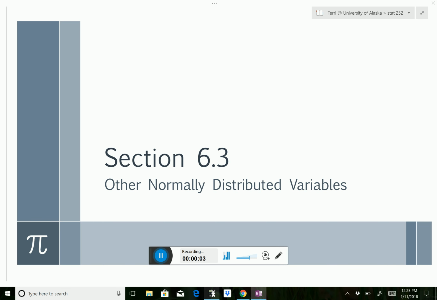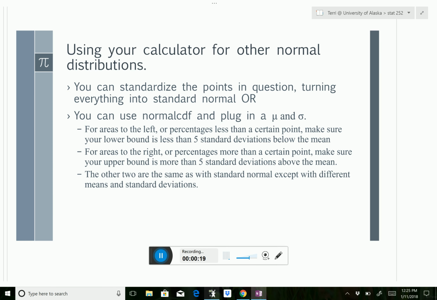Okay, so let's talk about our other normally distributed variables that are not standard normal, like we talked about last time. And this one should probably be a considerably shorter discussion. There's a couple of different ways that we can go about that. We're going to be using our calculator for other normal distributions.